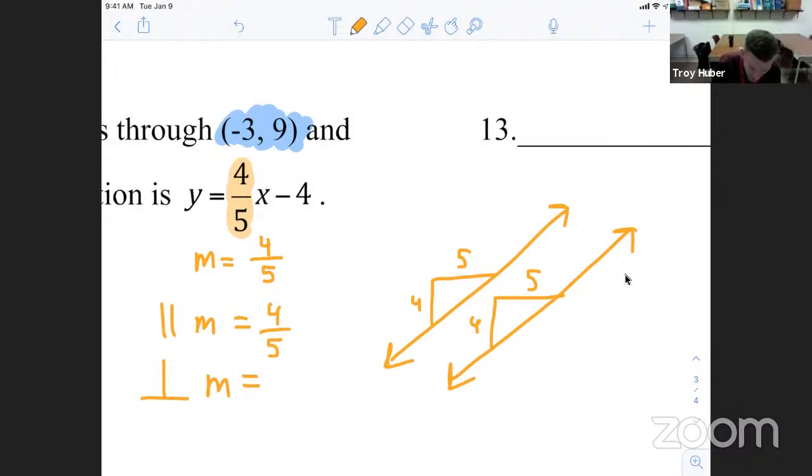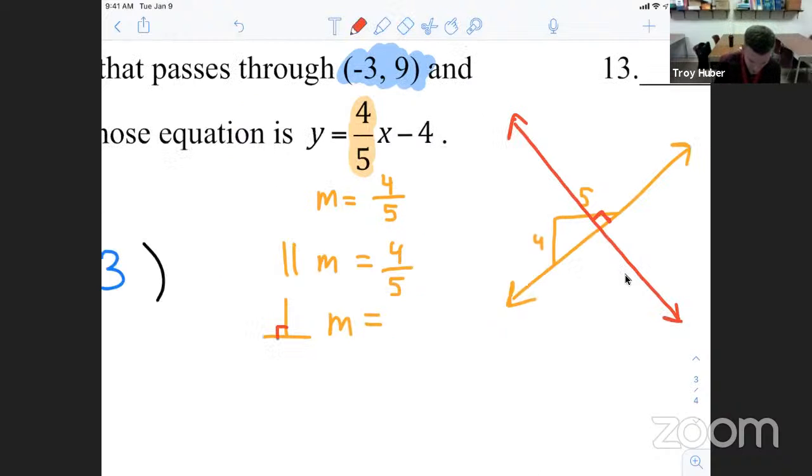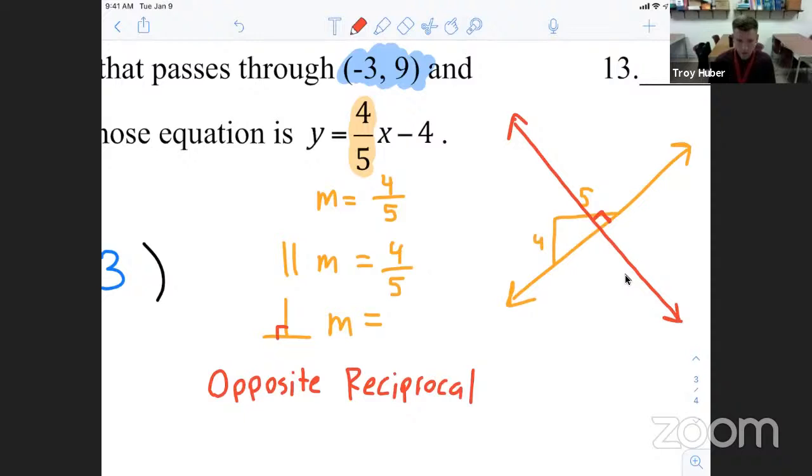However, a perpendicular slope, okay, I'll do in red here, this perpendicular slope looks something like this, and it intersects at that right angle. So that's why this is our sign for perpendicular slope. Okay, now there's two things that happen on a perpendicular slope. It becomes the opposite reciprocal. Opposite reciprocal.